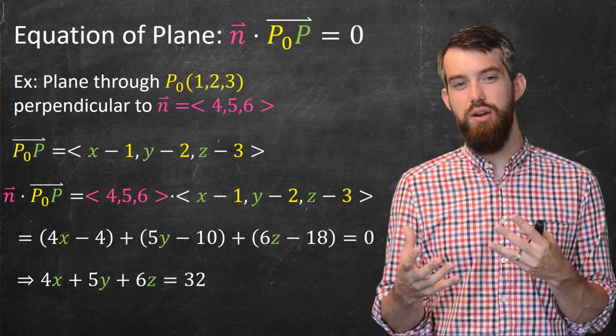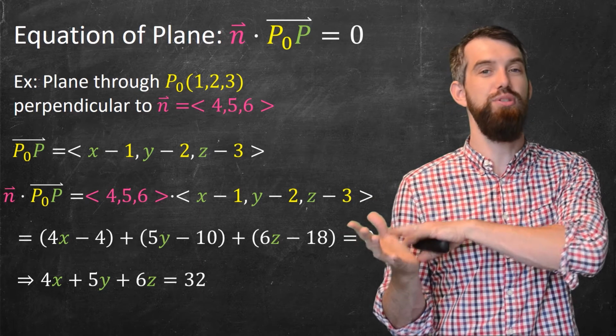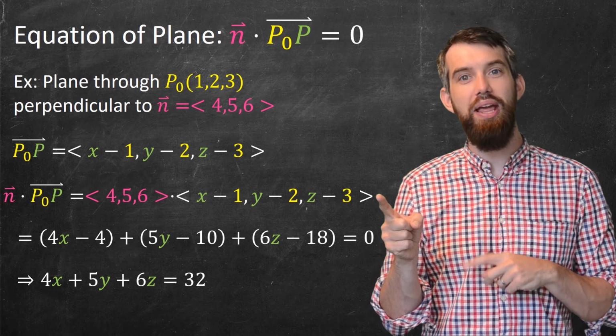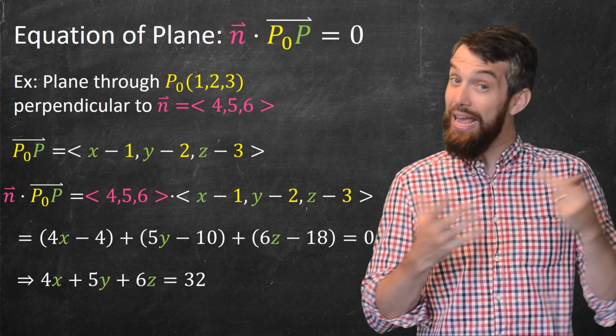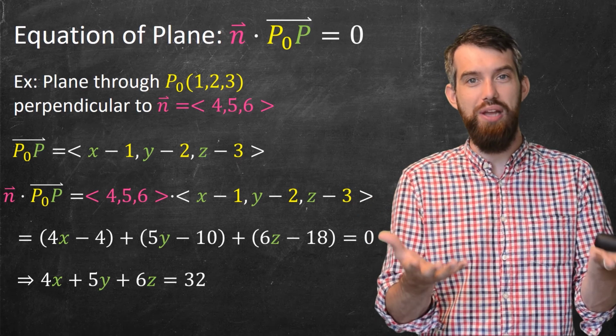So the big story here is that if I had a line and I gave you a point and the direction vector, that was going to give you the equation of a line. And for a plane, if I give you a point on the plane and the normal vector, or a normal vector, because there are many of them, then you can write out the equation of the plane.